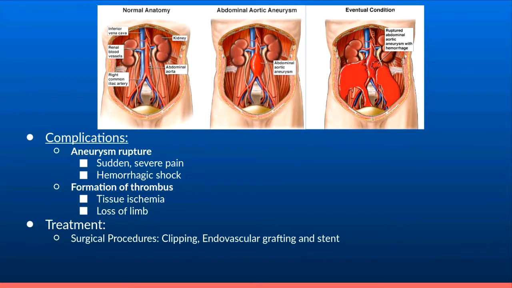On the other hand, some aneurysms may never rupture. For small ones, we may monitor them, but if it's too large, it may need surgical repair, such as clipping, endovascular grafting, and stent. Another complication is the formation of thrombus, which may lead to tissue ischemia and limb loss.